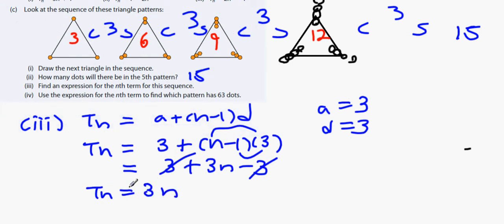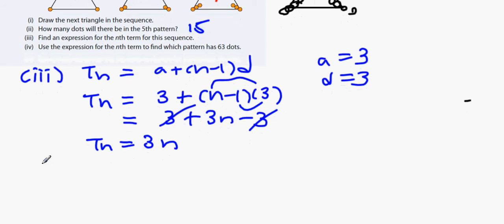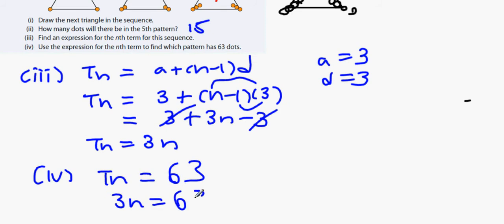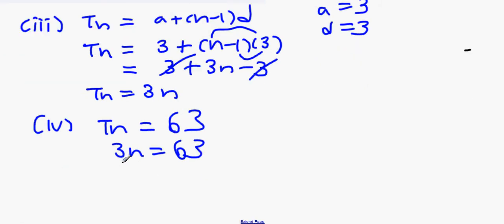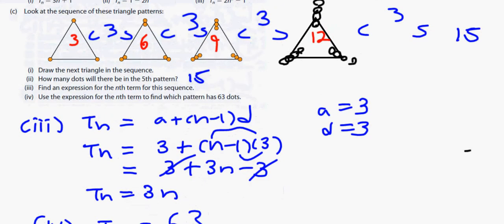So for instance, the first term, 3 times 1 is 3. The second term would be 3 times 2, which is 6, okay? Use this expression to find the nth term for which the pattern has 63 dots. If it has 63 dots, this means that Tn must equal 63. Therefore 3n must equal 63. Bring the 3 down, and we get 63 over 3, which is 21. It's the 21st triangle of the sequence that has 63 dots.